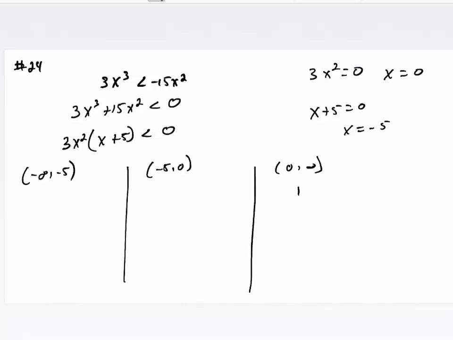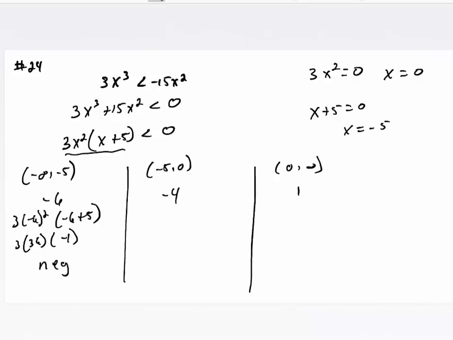So this one, let's just pick one. This one here we can pick negative 4, and this one here we can pick negative 6. Sometimes it's easier just to plug it into this last one. In this one here, of course, it has to be less than 0, right? So I'm going to have 3 times negative 6 squared times negative 6 plus 5. This is 3 times 36 times negative 1, and you can clearly see that this is going to be negative. So thus far, negative infinity to negative 5 is in fact a solution to this inequality.